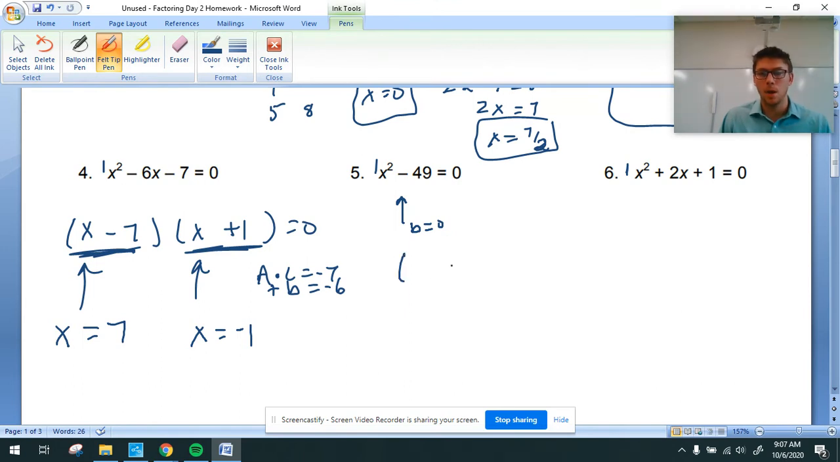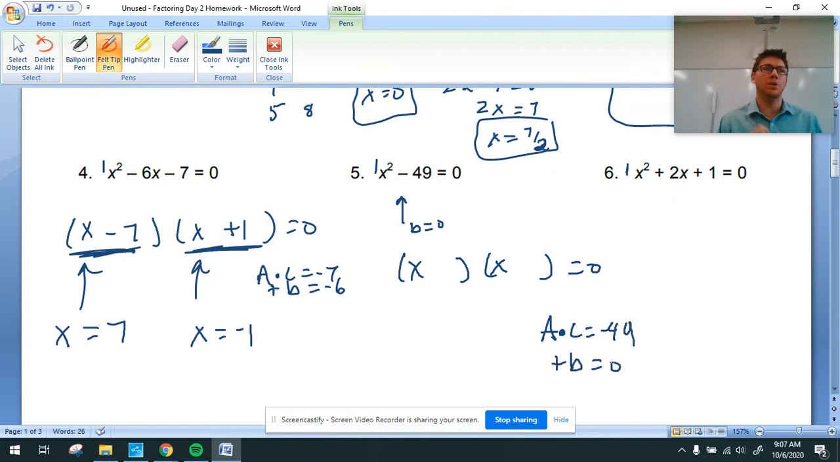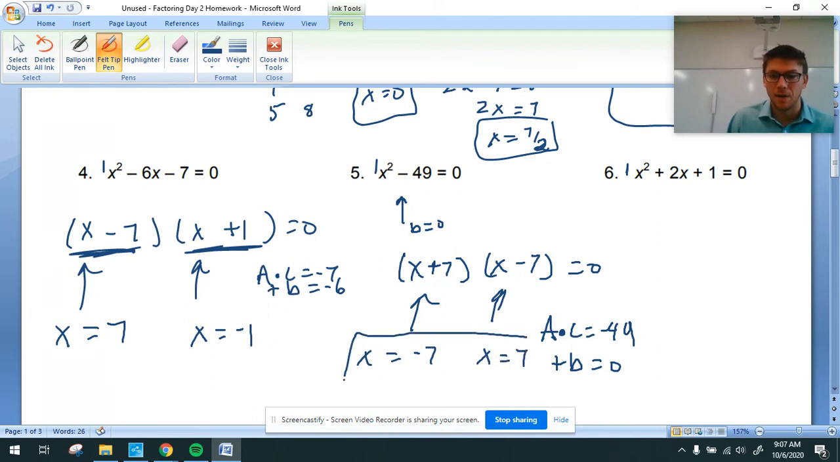A value is 1, parenthesis, parenthesis. I put an x and an x. Two numbers that multiply to negative 49, a times c. But the two numbers have to add to 0. Well, the only way to add to 0 is if it's the same number but they are opposites, positive, negative. So positive 7, negative 7. What are my solutions? Negative 7, positive 7.